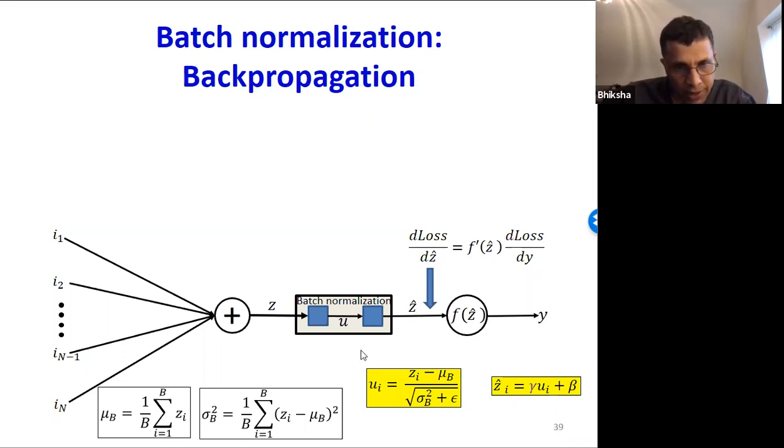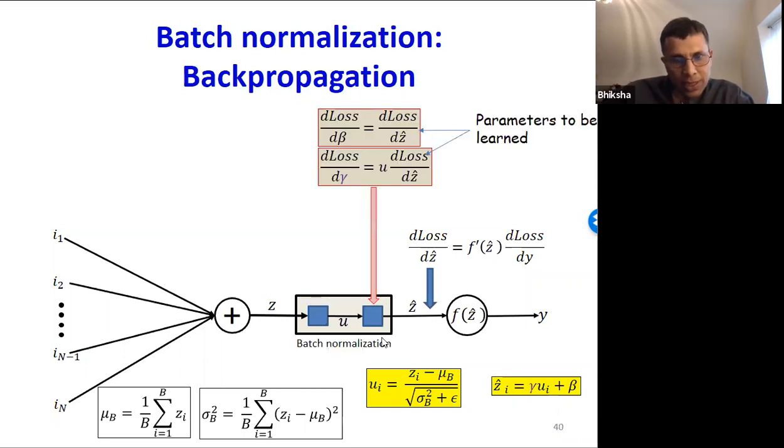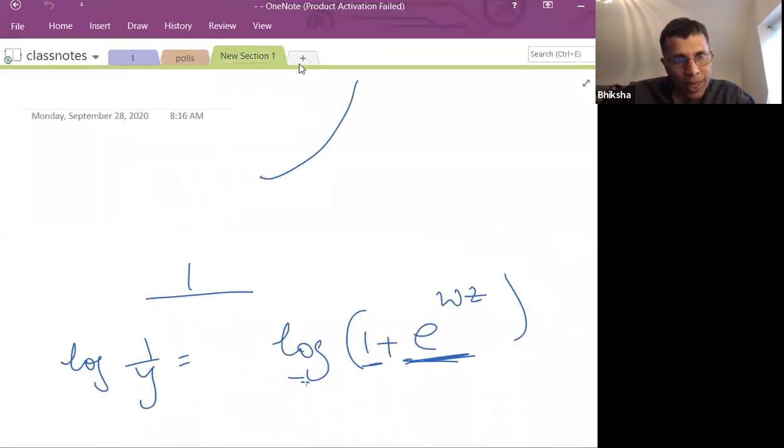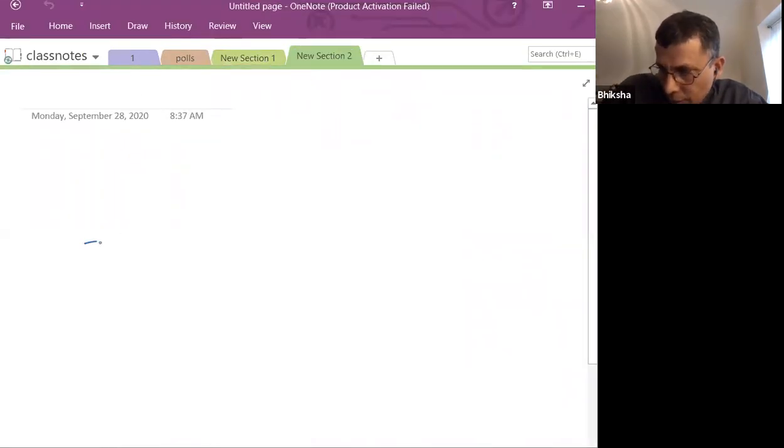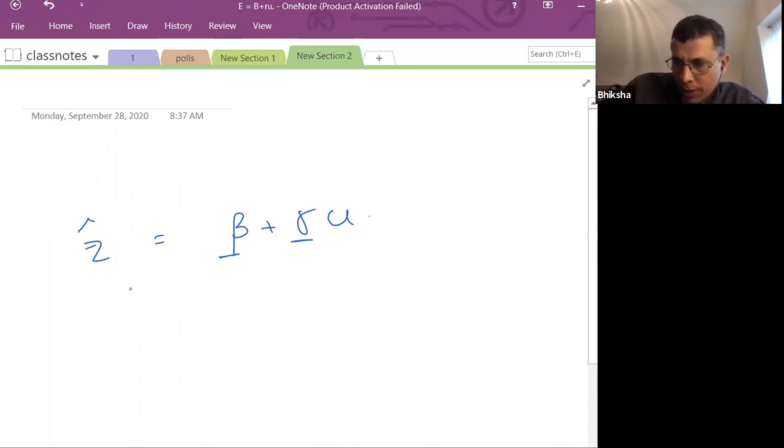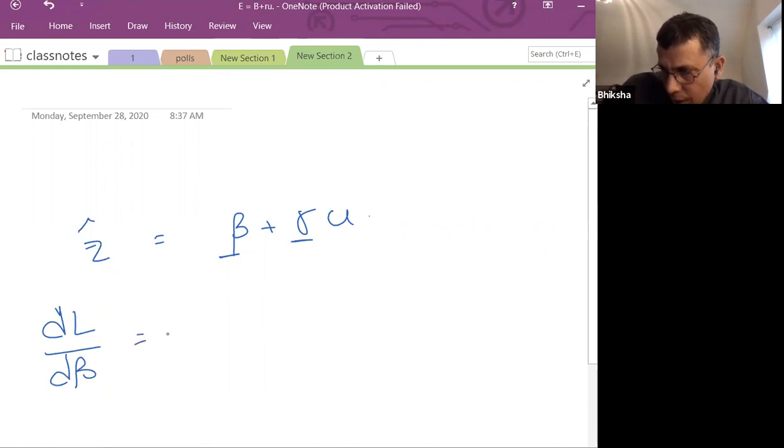Now, the real interesting portion is the derivatives going backwards. First, let's consider what happens in the second block over here. In the second block, we have this very simple operation. We already have a derivative with respect to z hat. Then z hat was beta plus gamma times u, right? Beta and gamma are learnable parameters. So we need the derivative of the loss with respect to beta. And you can see from this directly that this is simply going to be the derivative of the loss with respect to z hat. So this is taken care of.